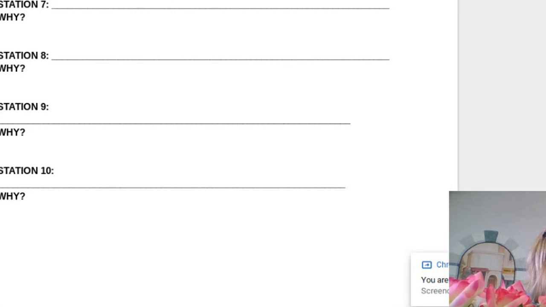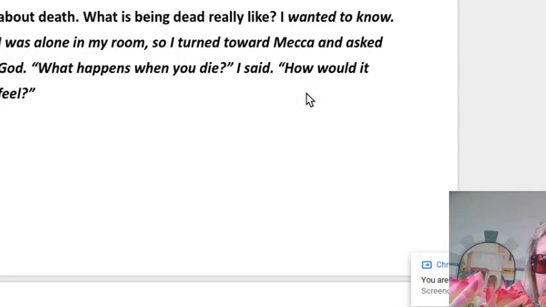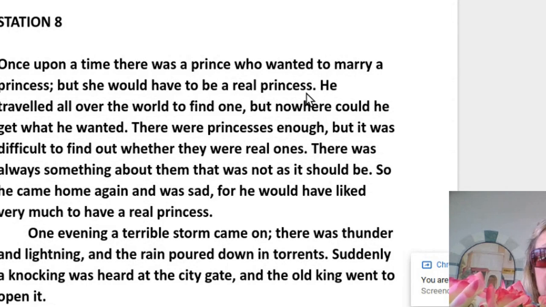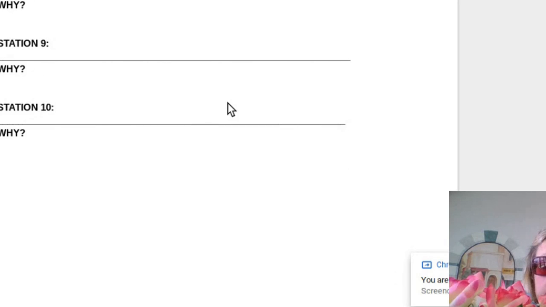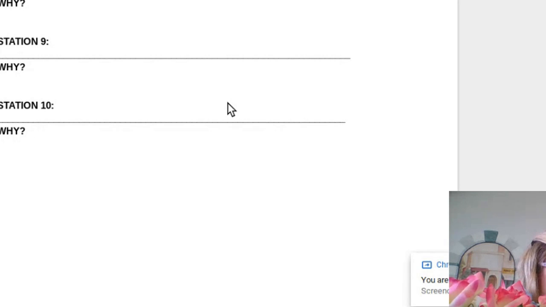Next station is number 8. Everybody look at station number 8. Once upon a time. Okay, wait, full stop right there. I know that this is fiction because fiction and fairy tales always start with once upon a time. So station number 8 is not literary nonfiction. Oh, we're so close to the end. Stick with me, kids. Station number 9. Everybody pull that up. Station number 9.